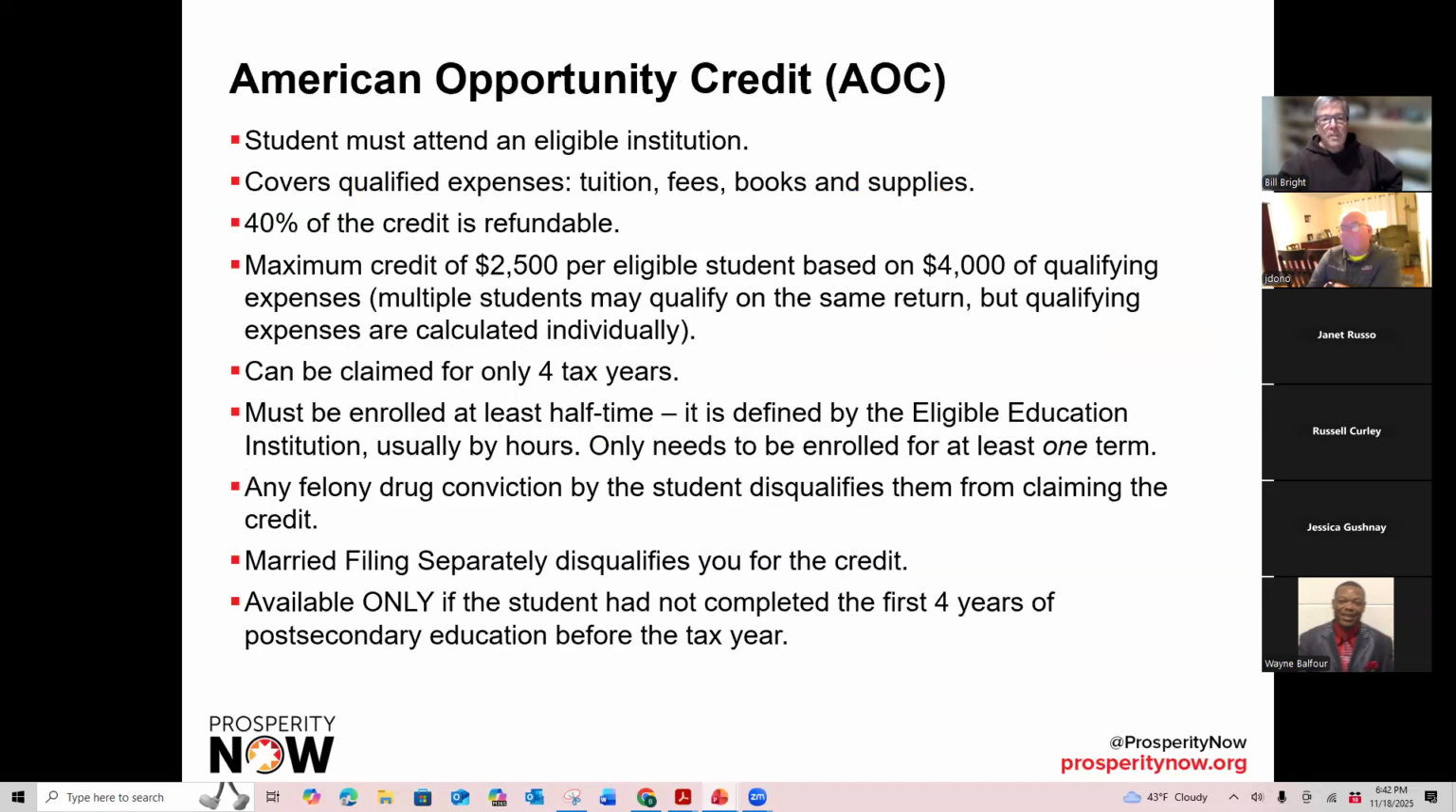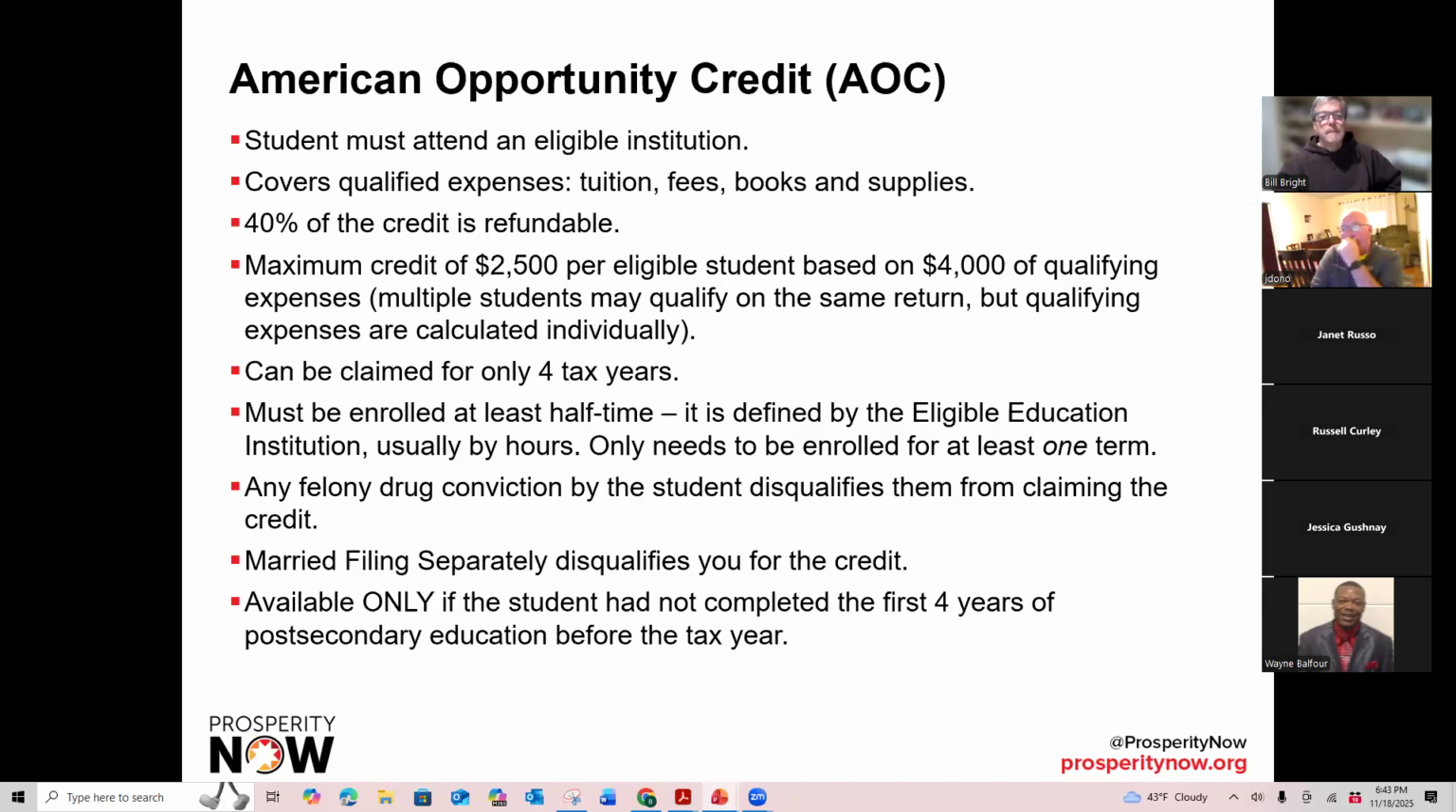So the American Opportunity Credit. Okay, this is the most powerful one, if you will. They must attend an eligible institution. It covers tuition, fees, books, and supplies. 40% is refundable. So again, the maximum credit per eligible student is based on $4,000 of qualifying expenses.